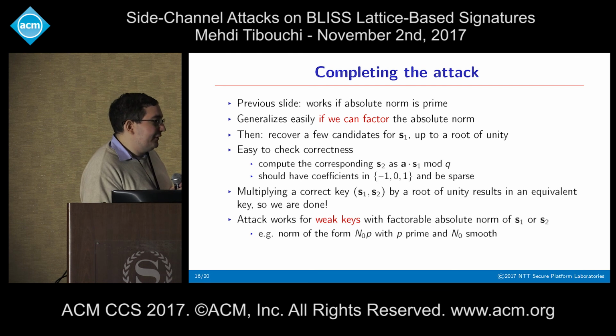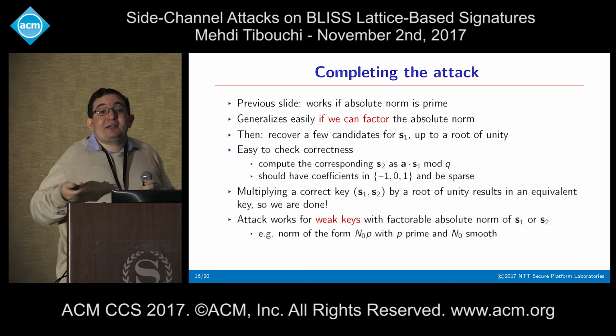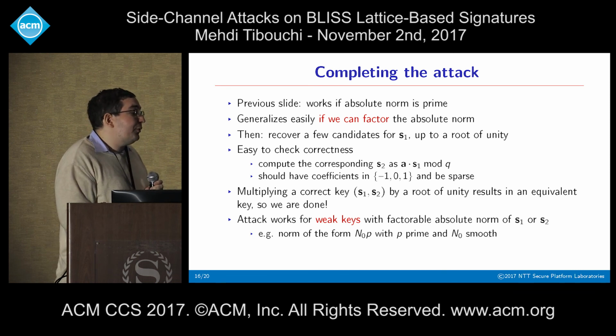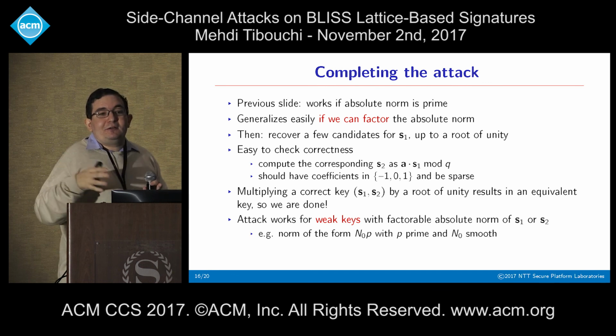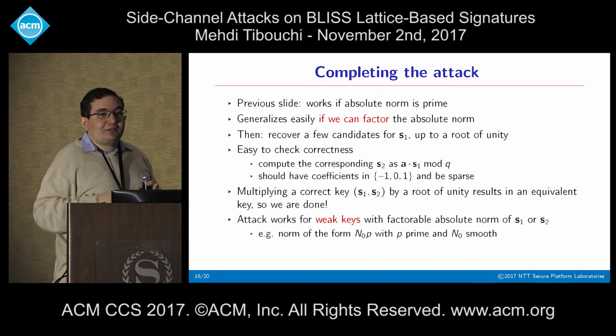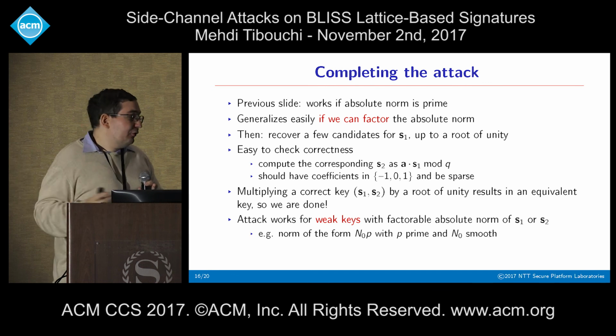So this works for what I call weak keys. This just means that you are able to factor the absolute norm. There are many examples of such things. For example, you can look at the keys for which the absolute norm is the multiple of a large prime times something which is small enough that you can factor it, for example, which has small prime factors.